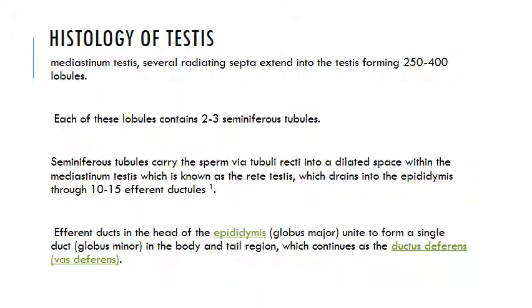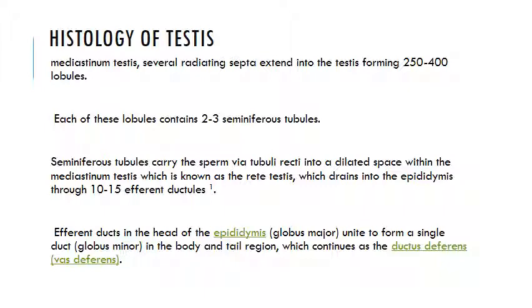When we see the histology of testis, the testis is divided into many compartments by radiating septa originating from the mediastinum of testis, or we also call it rete testis. In those compartments there are about 250 to 400 lobules. Each lobule consists of 2 to 3 seminiferous tubules.